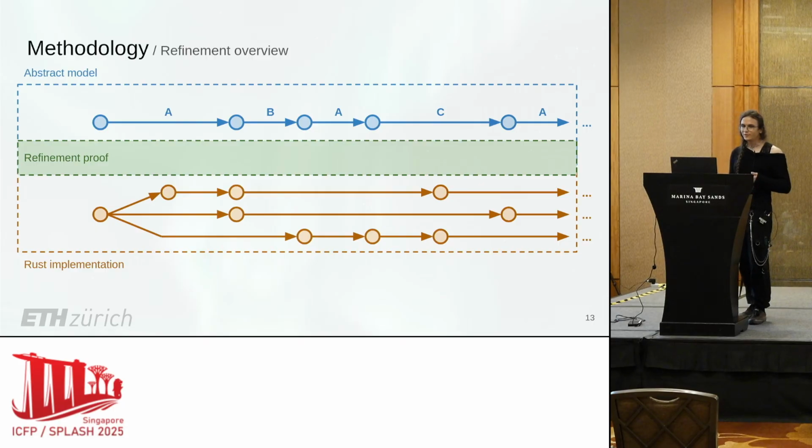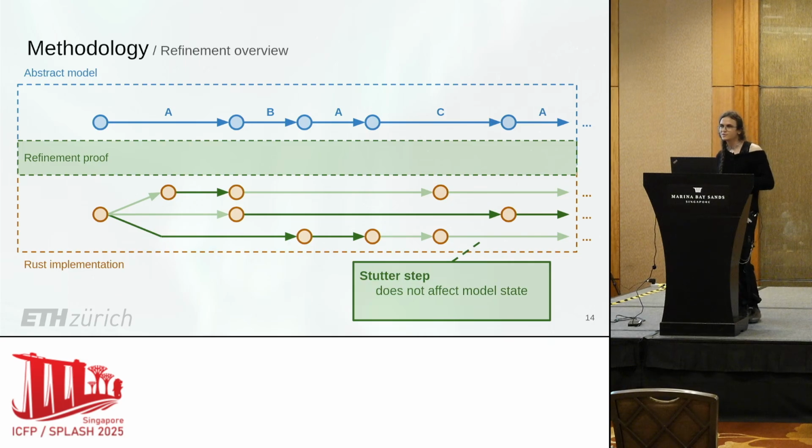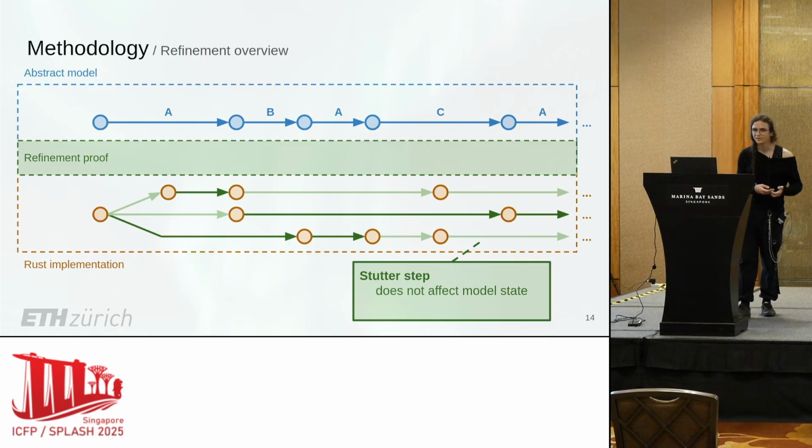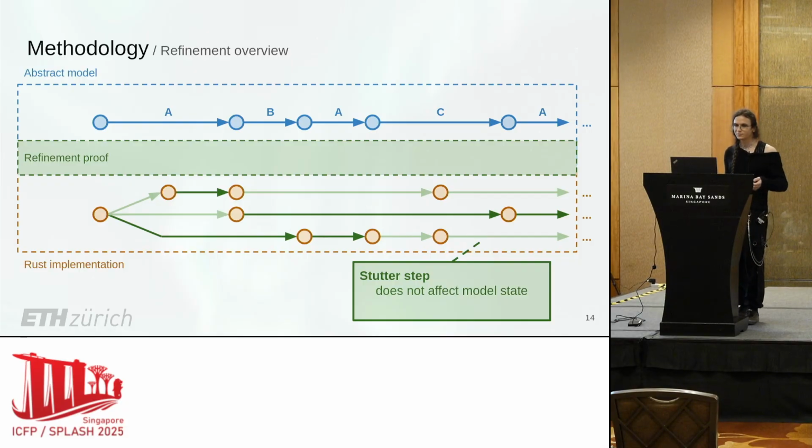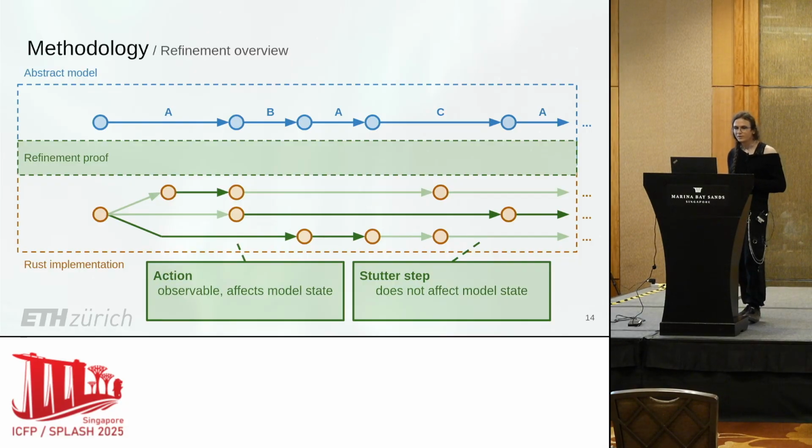And the refinement proof is essentially trying to establish a connection between all of the actions of the implementation and this model, specifically by classifying each step of the implementation into stutter steps, which don't really reflect in the model because they're local changes that are not observable, and actions, which, for example, things like sending a packet to the network, which are observable to other nodes in the system. So they had better behave according to the protocol.